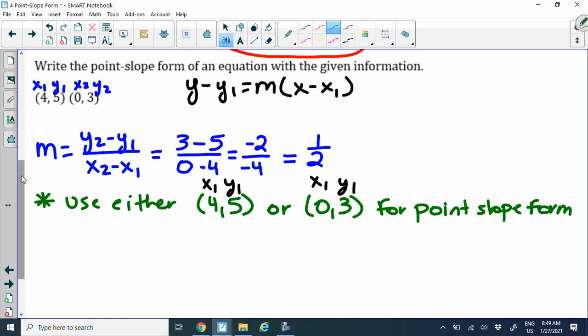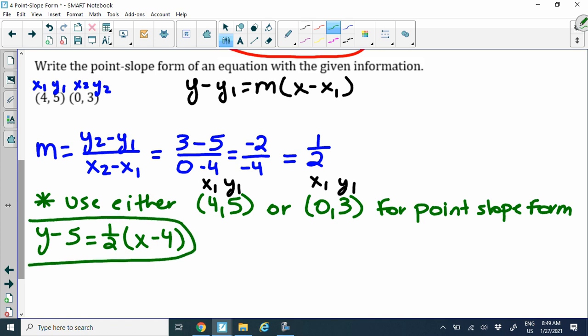Okay, so if I use (4, 5), how I'm going to do that is I have y minus my y sub 1, which is 5, equals my slope, 1/2, times x minus our x sub 1, which is 4, minus 4. I don't need to simplify anymore, so this could be my final answer.